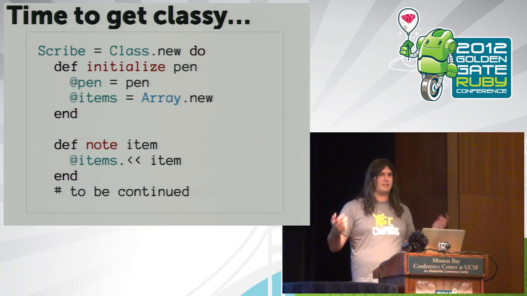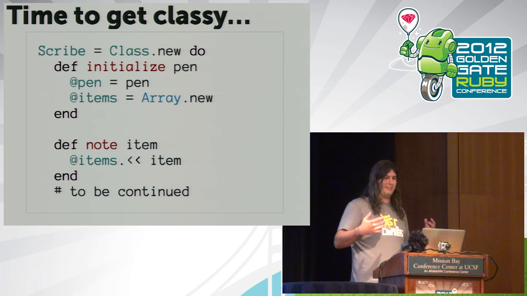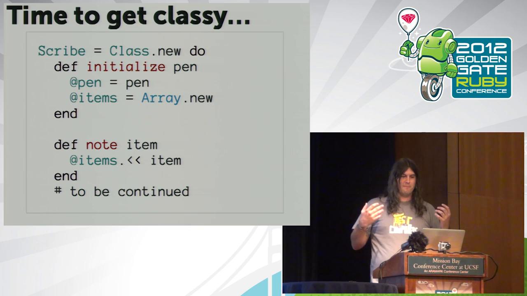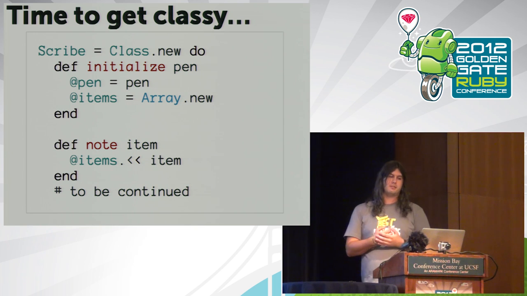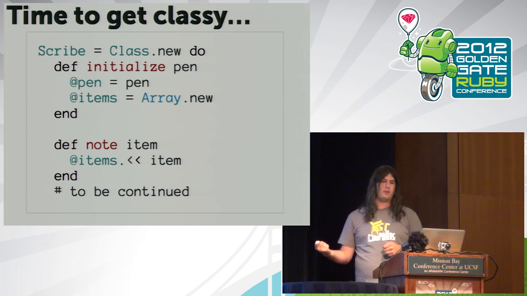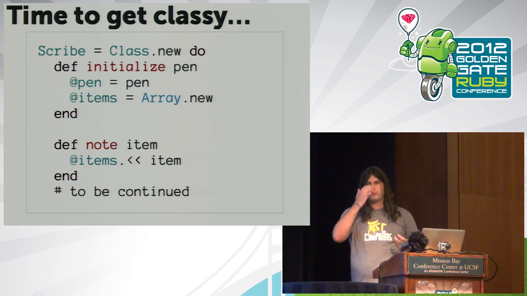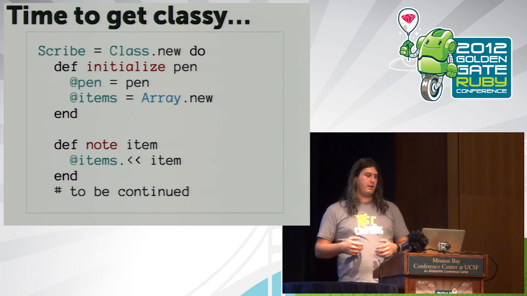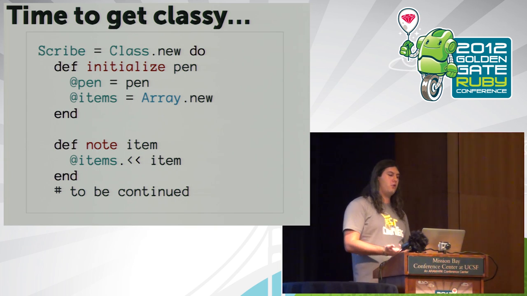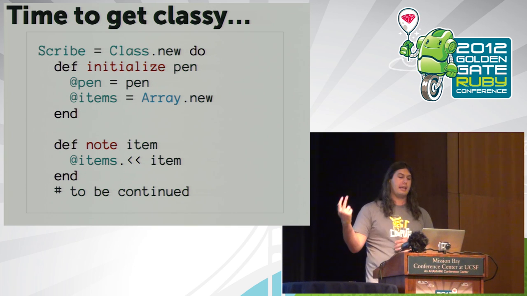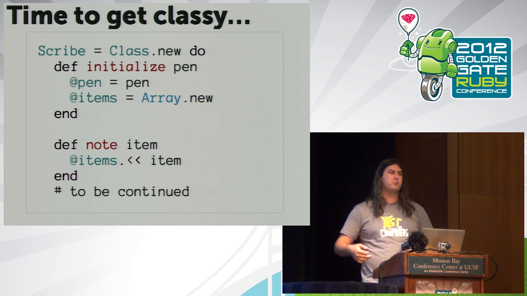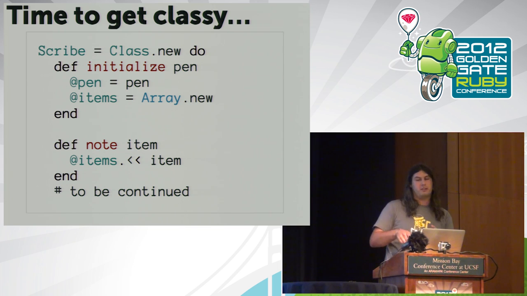Everybody remember learning that? Did that not break your head a little bit? It's great, like that feeling of learning. So we can initialize our class, our Scribe, and we can give it a pen. We're also going to create an array of items that this Scribe is going to take note of throughout the session. Then we implement that note method just by taking in an item, which is any old object, and we use the shovel method.